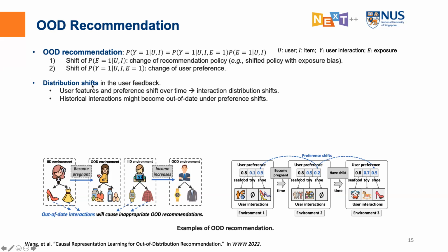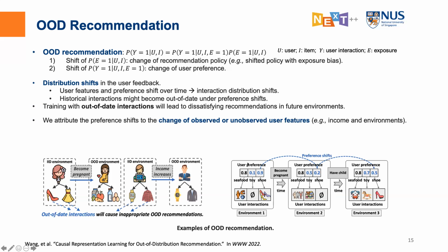Studying the distribution shift in user feedback is quite important because user features and preferences are always shifting over time. The user age is increasing and the environment is changing. So user features are always changing and user preferences are dynamic over time. If we use historical, outdated interactions for recommender training, the performance will not be satisfying. Training with outdated interactions will lead to dissatisfying recommendations in a future environment.